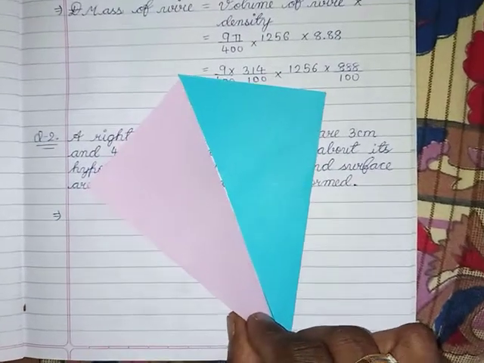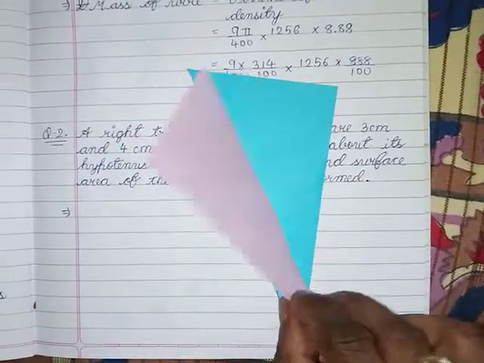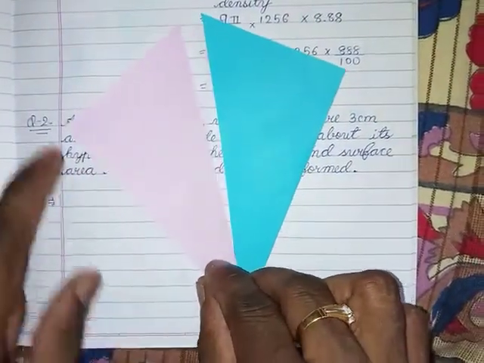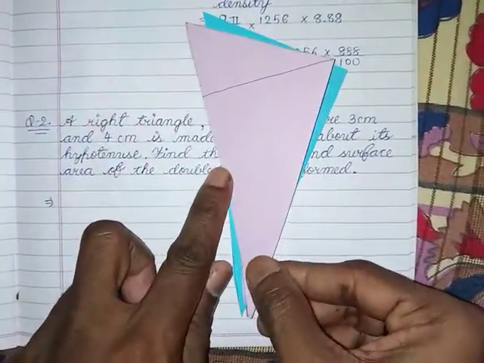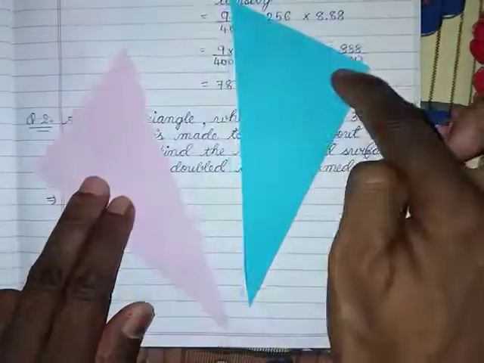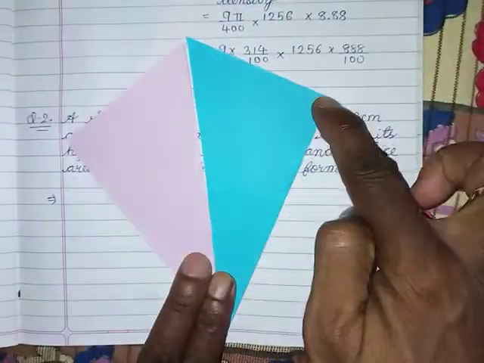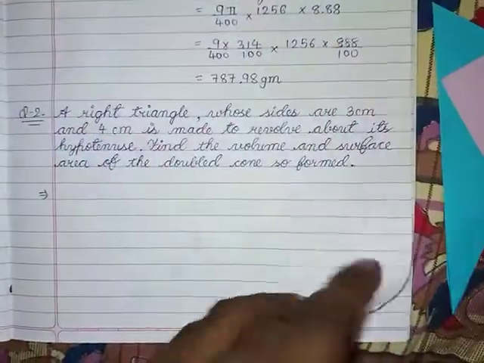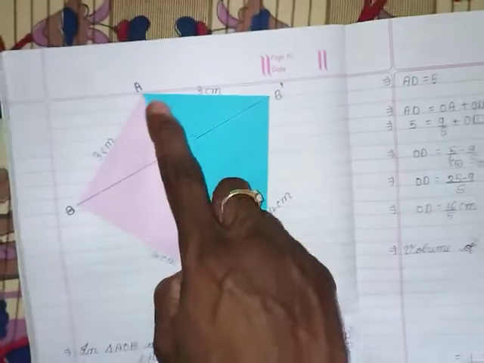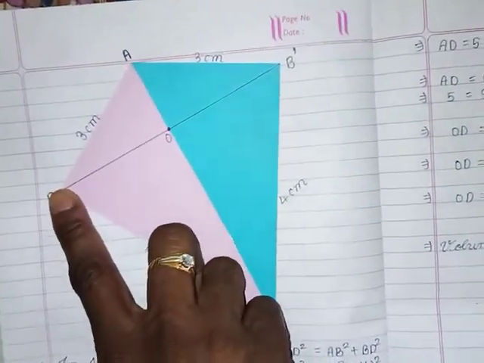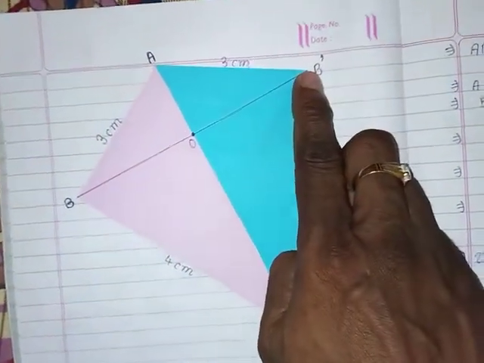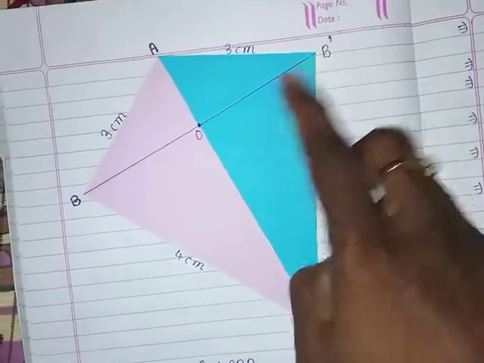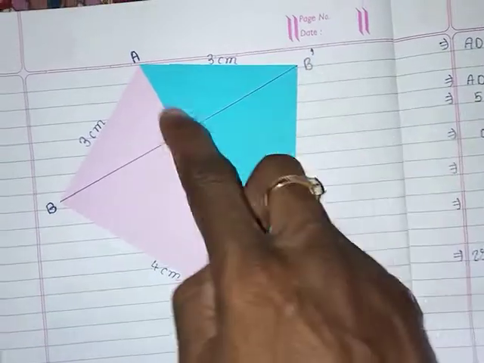And if you are rotating about that, what is moving? B is moving. See, A and B are in the same position. B is moving to B dash. So we have to join B and B dash to show that it is revolving about the hypotenuse. B is rotated and brought here, coinciding with B dash. So if we join B and B dash, we get two cones.